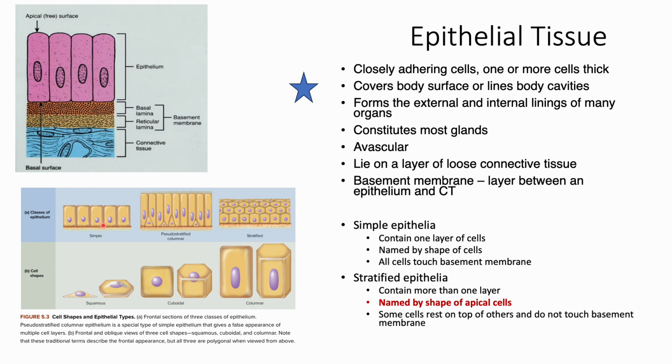Again, here in the bottom left, 1 layer, so it is simple, shape columnar, so it is simple columnar epithelium. In this one on the right, we have more than 1 layer, so it is stratified, and the shape of the apical layer of cells is squamous, so this is stratified squamous epithelium. Even though the layer that sits on the basement membrane is cuboidal, the apical layer is squamous, so this is stratified squamous epithelium. All right, that is how we name our epithelial tissue.